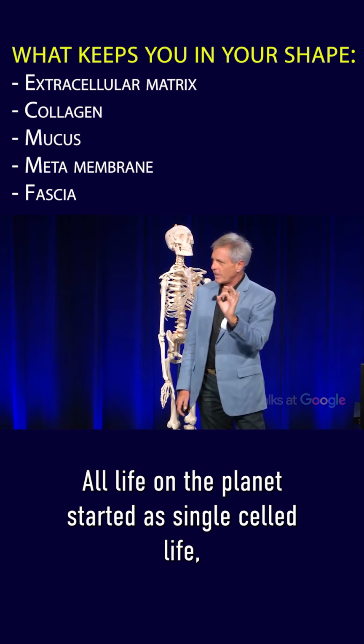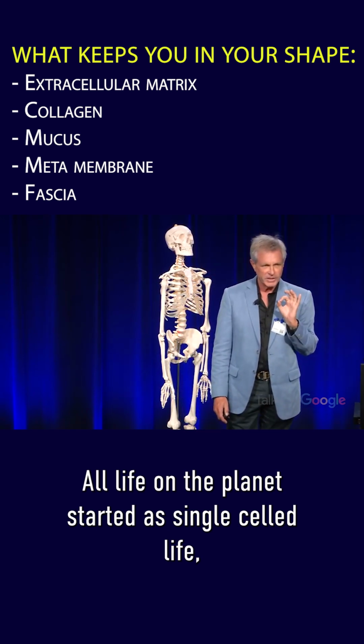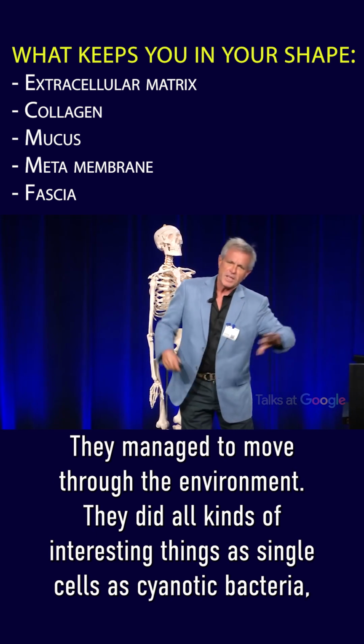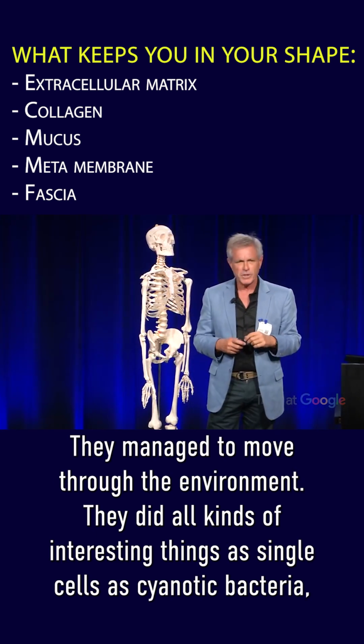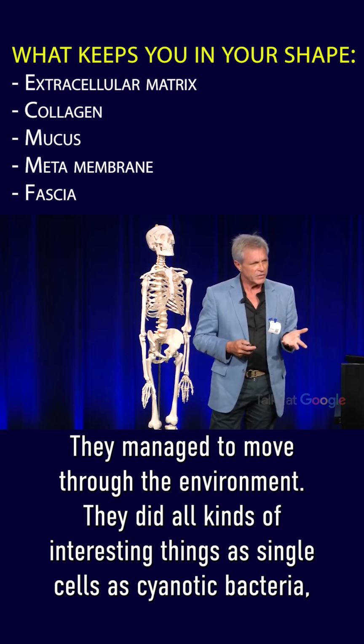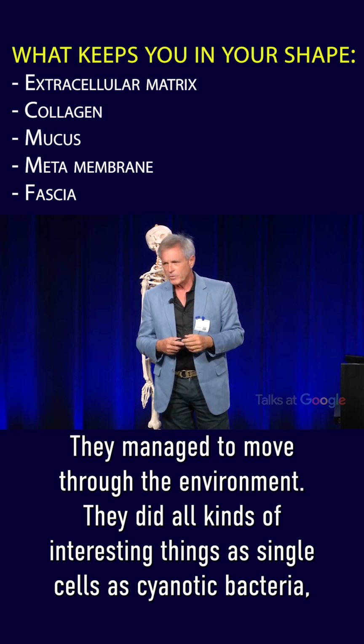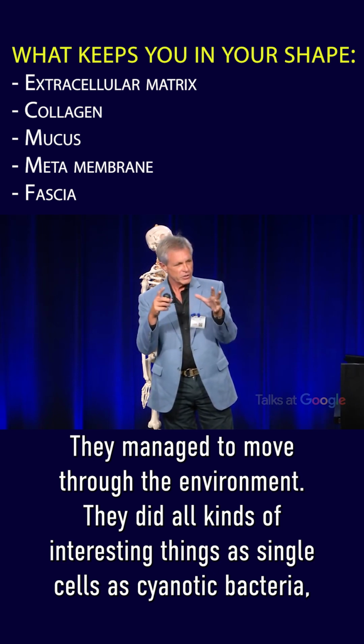All life on the planet started as single-celled life. And they did lots of things. They grew bristles, which were sensitive. They managed to move through the environment. They did all kinds of interesting things as single cells, as cyanobacteria, E. coli, the whole thing from prokaryotic to eukaryotic cells.